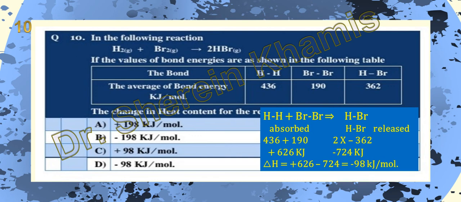So the right answer will be letter D, negative 98 kilojoule per mole. Okay, this is the last question of our exam.